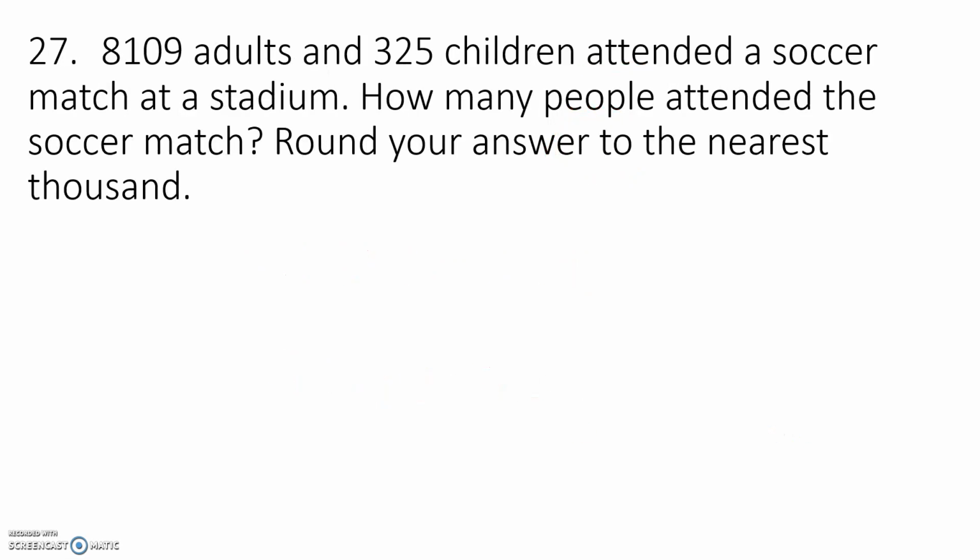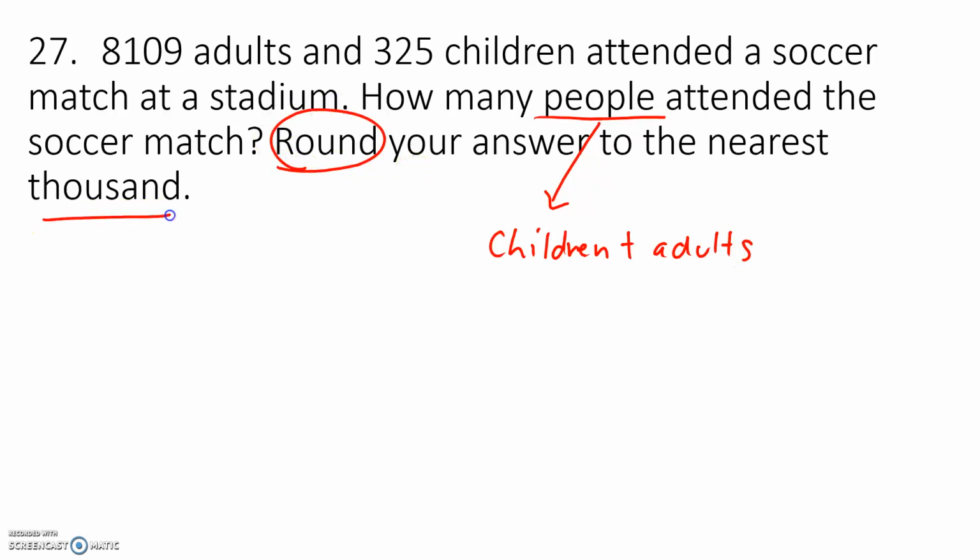Question 27. 8,109 adults and 325 children attended a soccer match at a stadium. How many people? So we are interested in children. We are also interested in adults. So we are going to add these 2 together. And after that, we are going to round the answer to the nearest 1,000. So let's do an addition first. 8109, we're going to add it to 325.